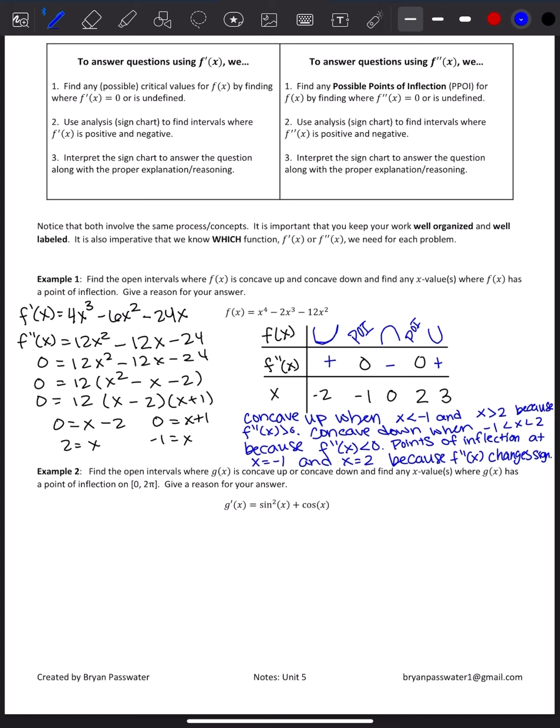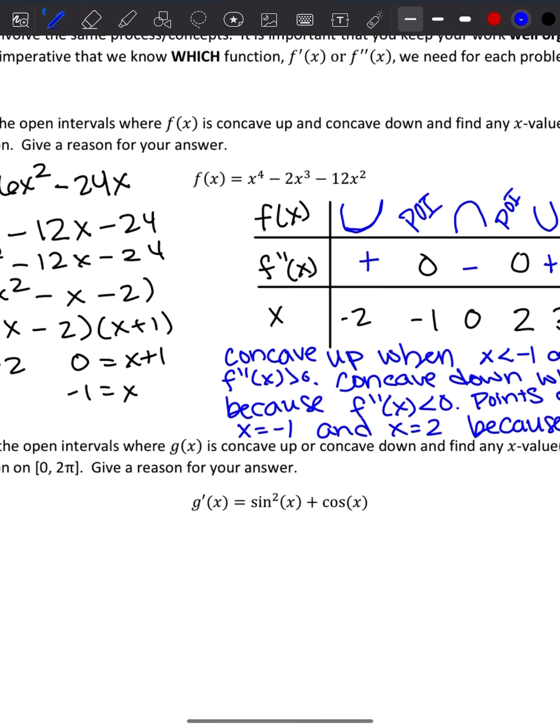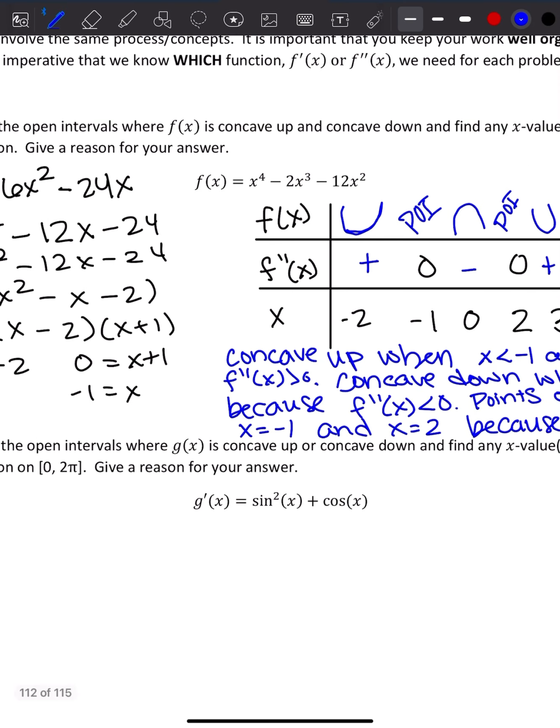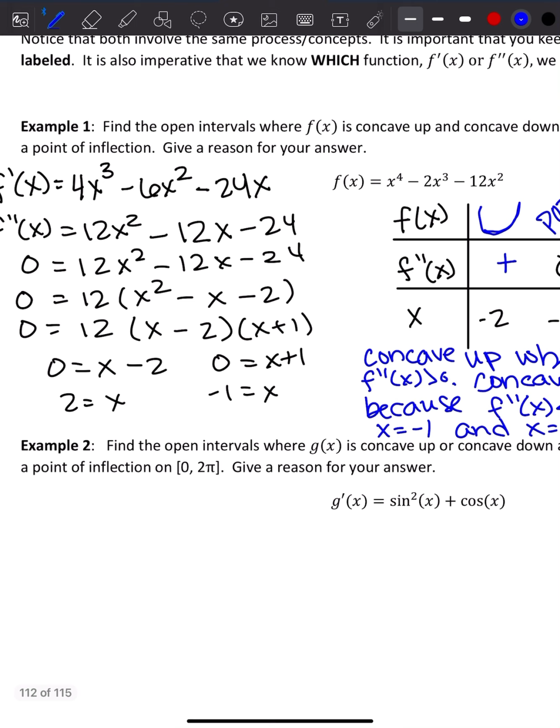Find the open intervals where g of x is concave up or concave down, and find any x values where g of x has a point of inflection on 0 to 2 pi. Give a reason for your answer. So same thing, we need to take the derivative. We have g prime already, so now we need to take the derivative of g prime to make it g double prime.